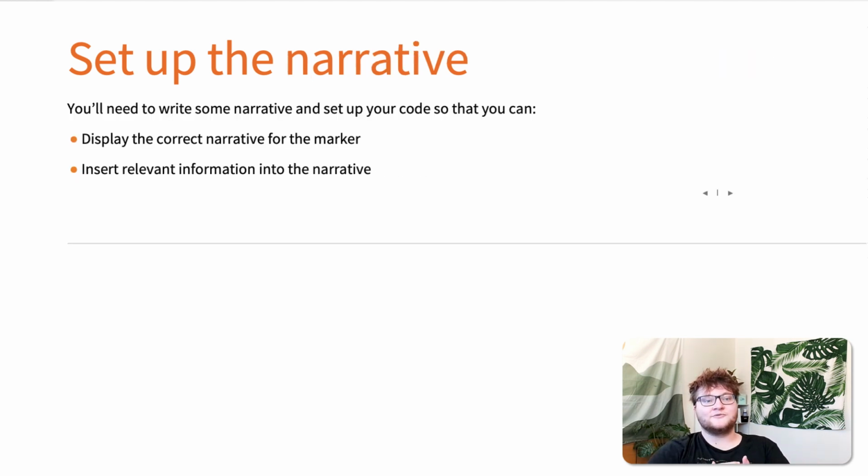So the next step is to set up the narrative. This is how to use the marker to dictate what text appears in the game. You'll need to write some narrative and set up your code so that you can display the correct narrative for the marker, and so that you can insert relevant information into the narrative. For example, your supplies and your health.